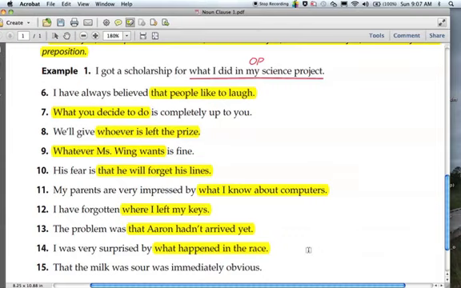What happened in the race? Noun clause. I was very surprised, independent clause, and there's that yucky little preposition, by. You include that with the independent clause, and then the noun clause is the object of the preposition by. And finally, that the milk was sour, oh well, noun clause, was immediately obvious. I don't see a subject for that was, so immediately, because I am a descendant of Sherlock Holmes, I would think that milk was sour has to be the subject of the verb was.